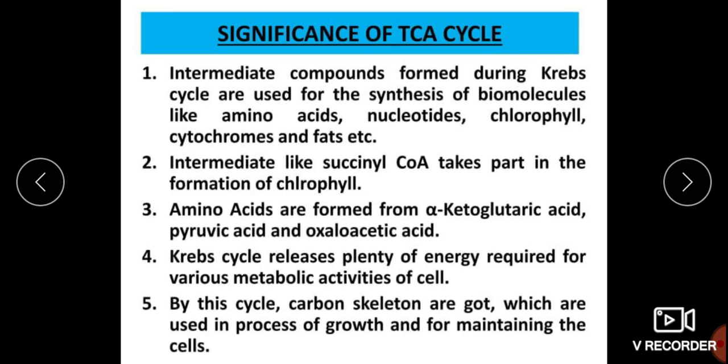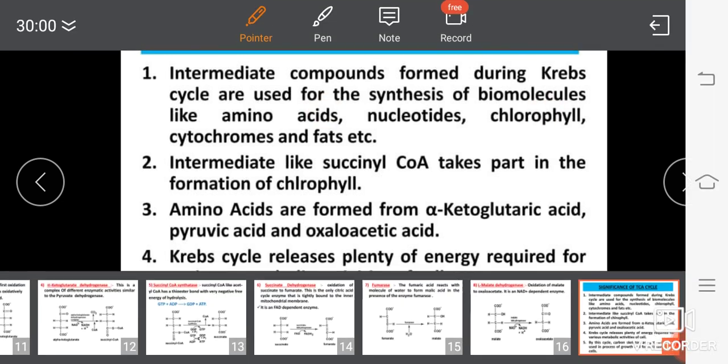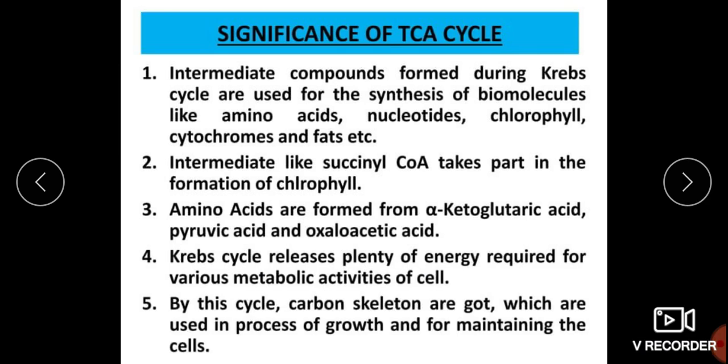Now the significance of the TCA cycle. A number of intermediate compounds are formed during the Krebs cycle, and these are used for the synthesis of biomolecules like amino acids, nucleotides, chlorophylls and cytochromes. We know that one intermediate formed in the cycle is alpha ketoglutarate. This alpha ketoglutarate is a precursor for the synthesis of glutamine and glutamic acid. So, this is a precursor for these amino acids.